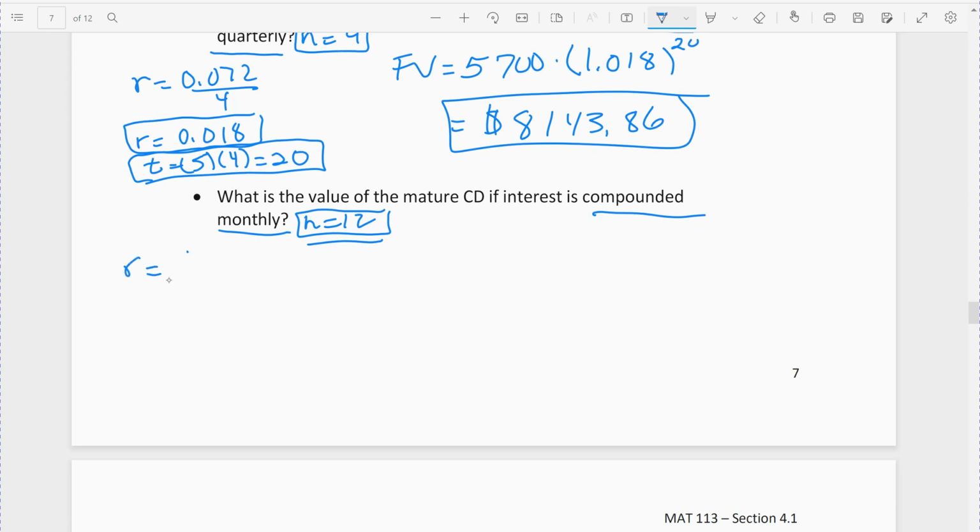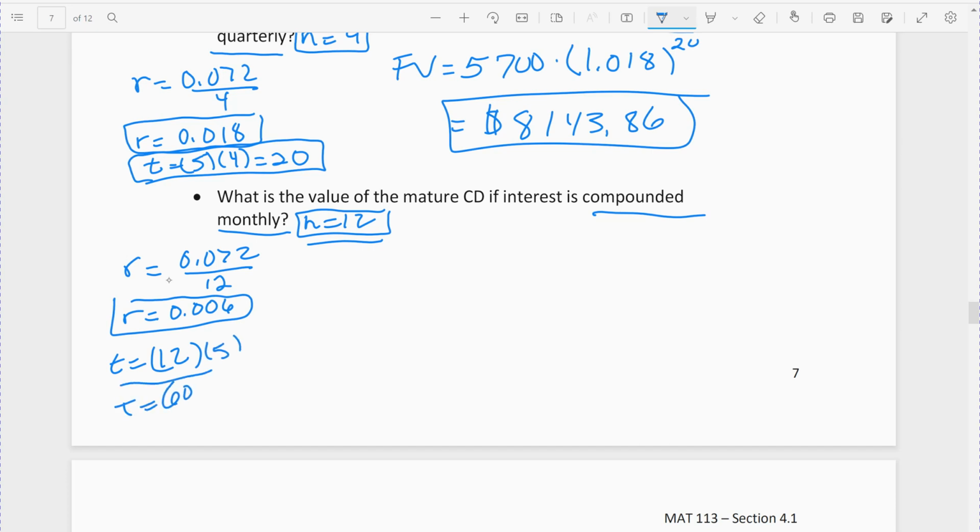So R is our 0.072 now divided 12 times throughout the year. So that's 0.006. T is 12 times 5 years, so 60 times the money gets to reinvest and earn that percentage rate over the 5-year period. So future value is present value, same present value, 5,700. New R, though, 1.006 raised to the 60.